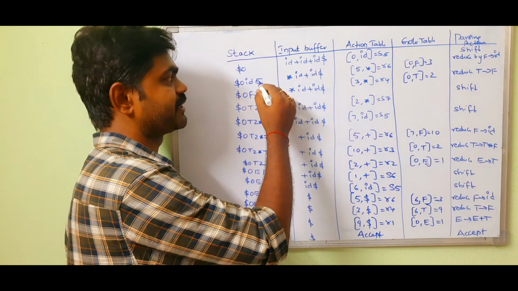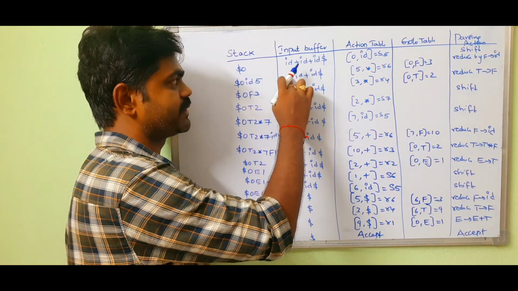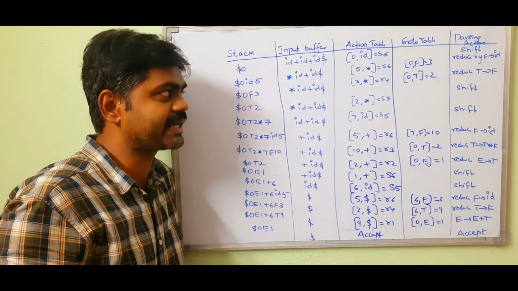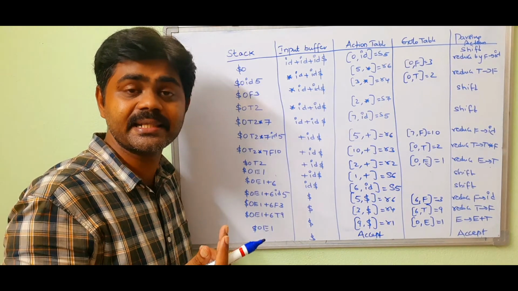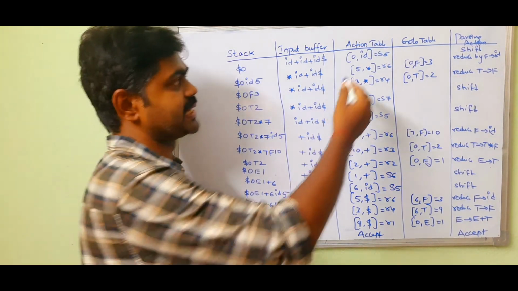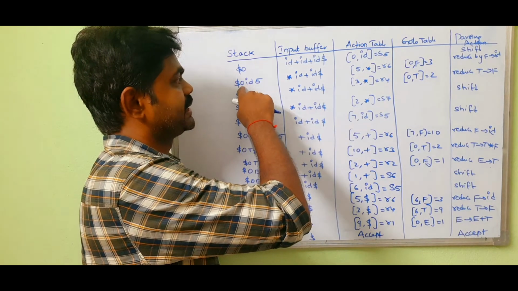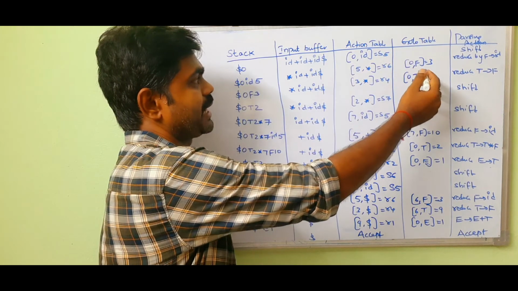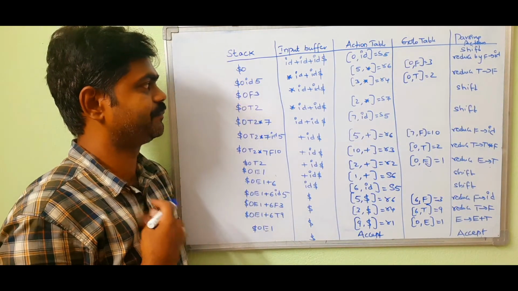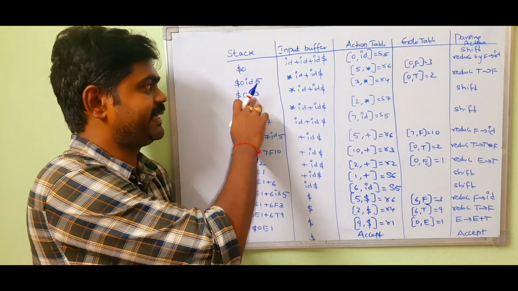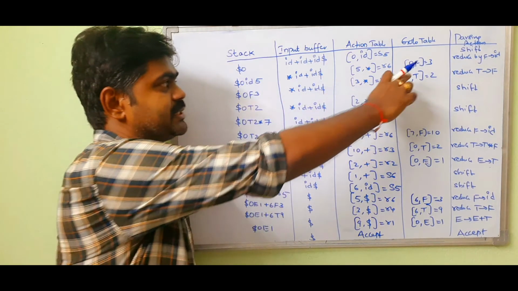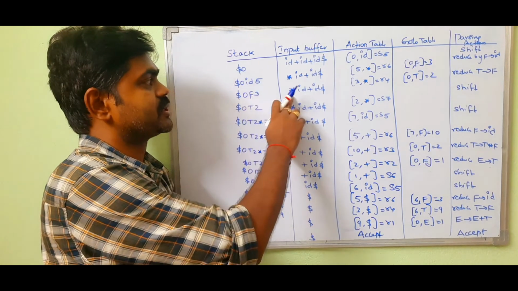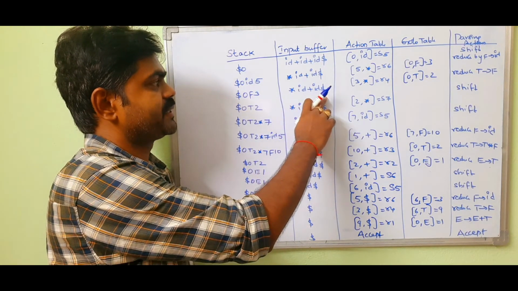Now after id is over, star. So 5 comma star. If you see in the action table, 5 comma star is R6, that is reduce 6. And here, in the place of id I can substitute F. So 0 comma F, the go to table is 3. So I write F in place of id, and 0 comma F gives 3. So I am left with star id plus id dollar.